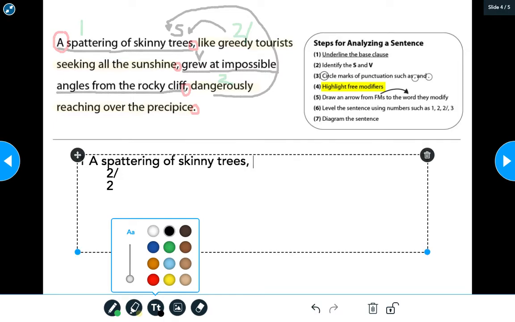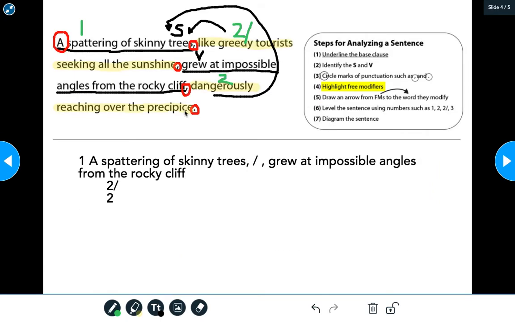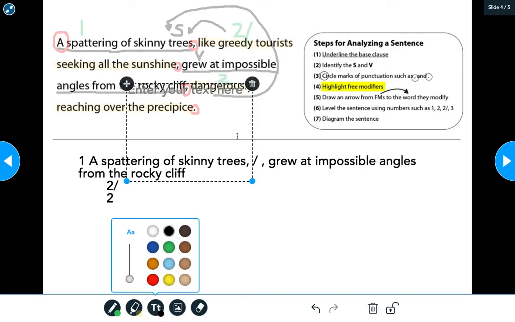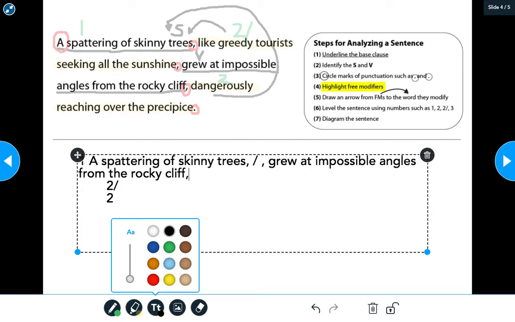slash, comma, and then we have grew, which is our verb. So the subject trees and the verb grew, they're next to one another, but here's where the interruption of that medial modifier occurs. Grew at impossible angles from the rocky cliff, comma. You can see it right here, comma. As far as the medial modifier, that's next in our diagram. This is a 1, 2/2.